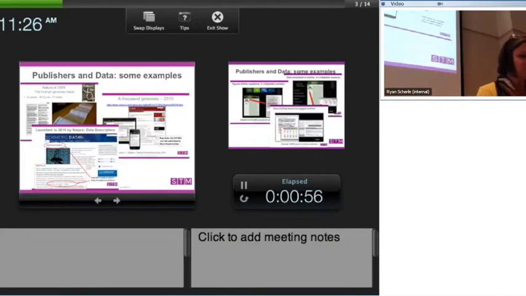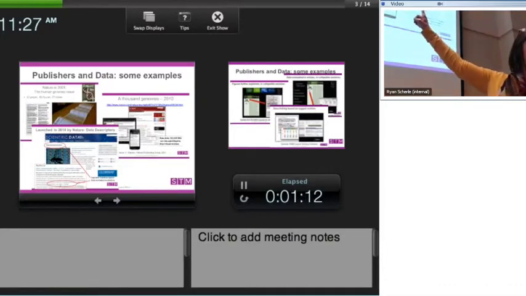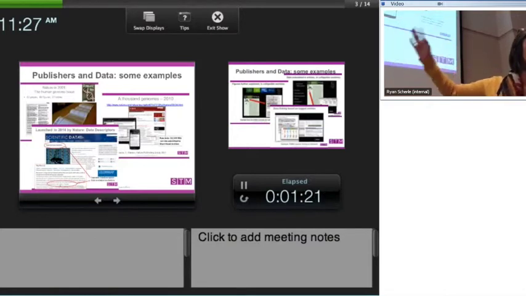Here is, for example, some of the stuff that Nature has been doing. I'll give you three examples, a bit along the timeline. At the top left, that was Nature in 2001 when they published the human genome in a special issue. It was a huge issue. The left page is not readable, but it's a long list of names of all the contributors. I think half of the issue was filled with a list of contributors.